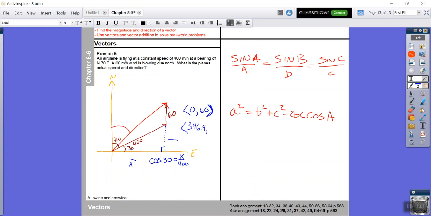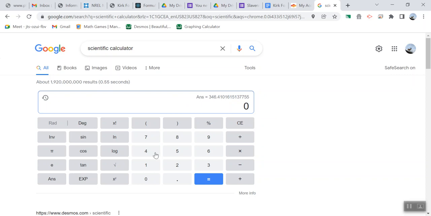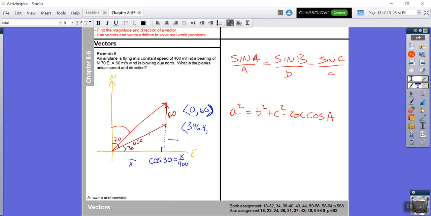And then for my vertical component, my due north component, I'm going to do 400 times the sine of 30. I get 200, all right? Oh yeah, because the sine of 30 is 1/2, isn't it? Half of 400 is 200. So we have this as 200.